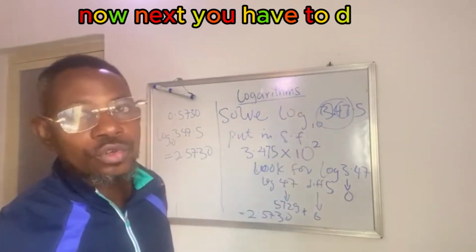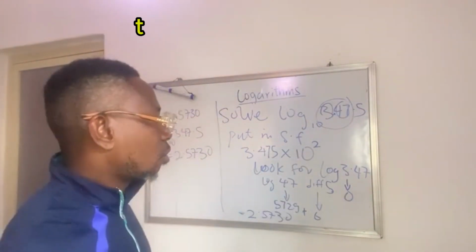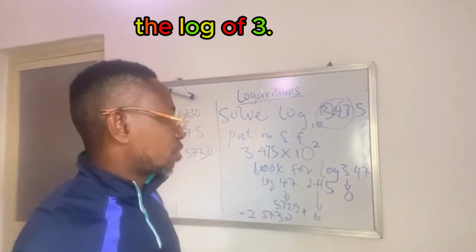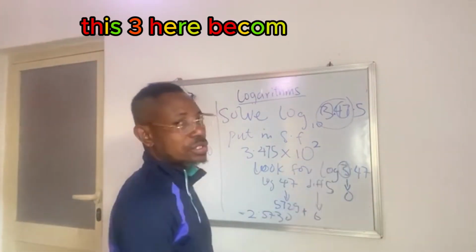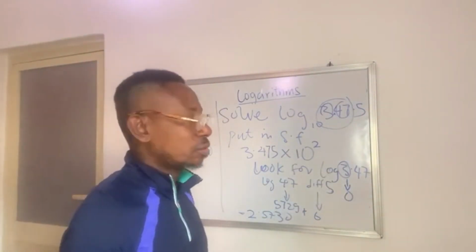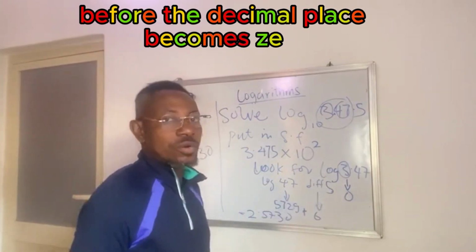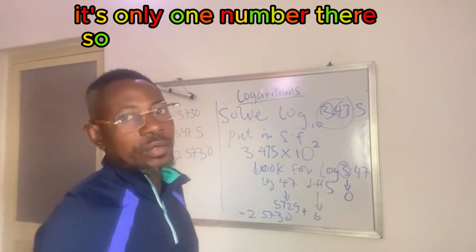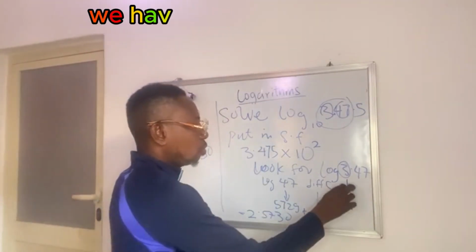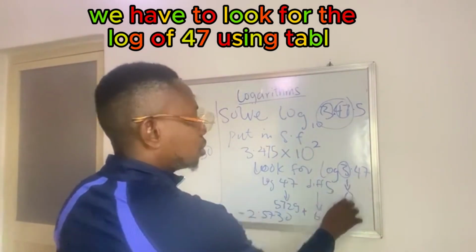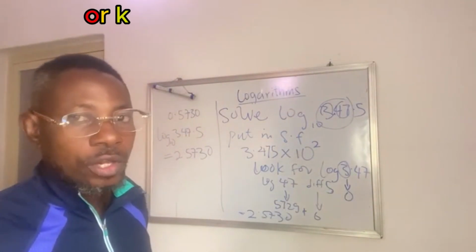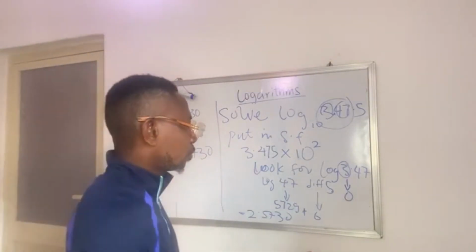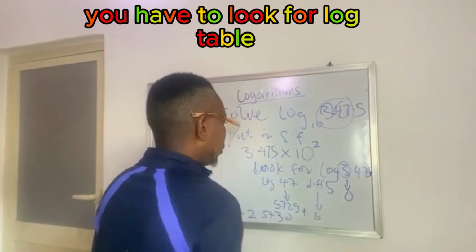Now next thing you have to do, you have to look for the log of 3.475. The 3 before the decimal place becomes 0. It's only one number there, so it becomes 0. So we have to look for the log of 47. According to your logarithm, if you know how to look up the log table, you have to look for the log table.